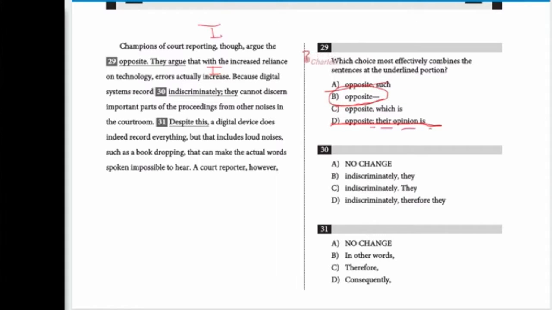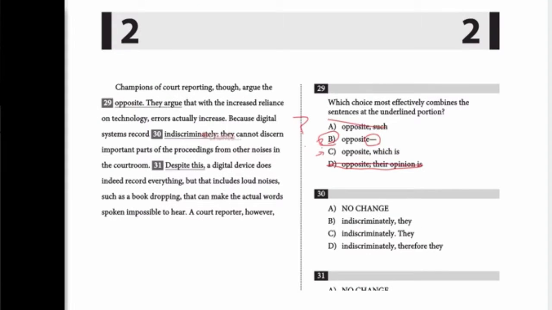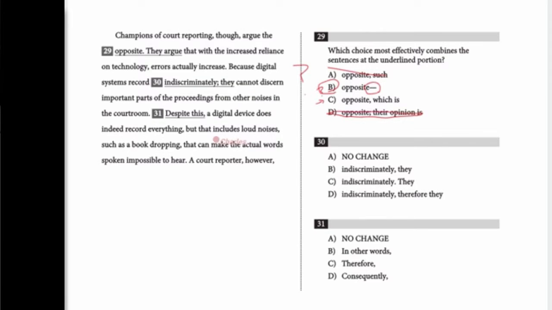I mean, I'd put a soft question mark there because it looks like pretty much everything here is grammatically correct. It comes down to a concise language issue, I would say. And this one's just a little too wordy, so I'll go with B for 29. Because digital systems record indiscriminately, which means they don't discriminate, which means they can't pick things apart or tell the differences, they cannot. Okay, so this is a dependent clause with because, a subordinate conjunction up front, so this should be a comma here, not a semicolon after indiscriminately, so A is not correct.